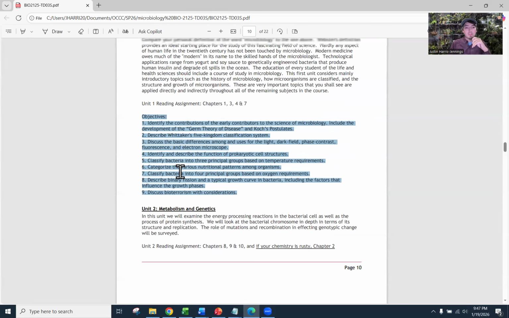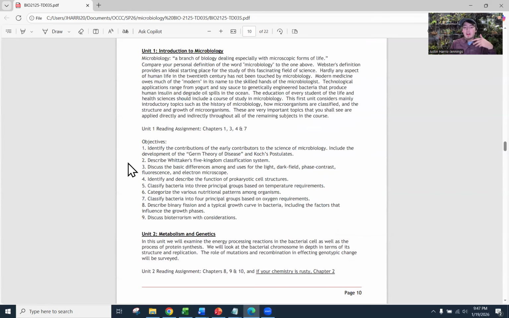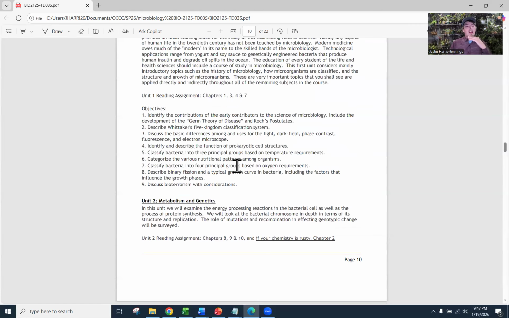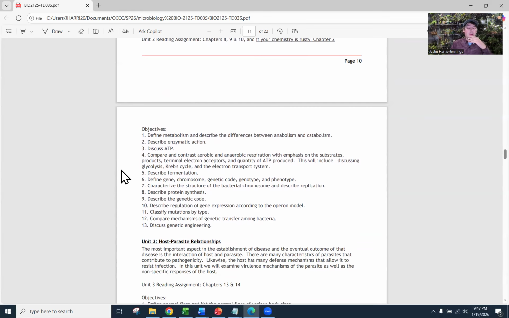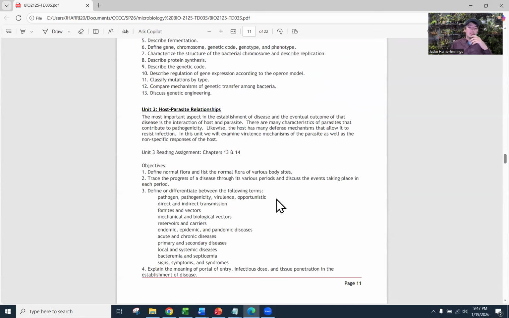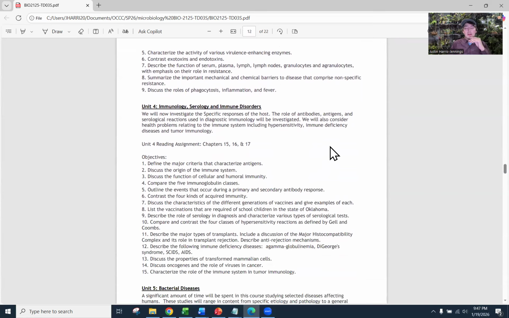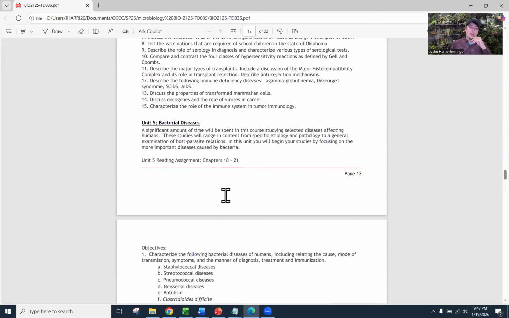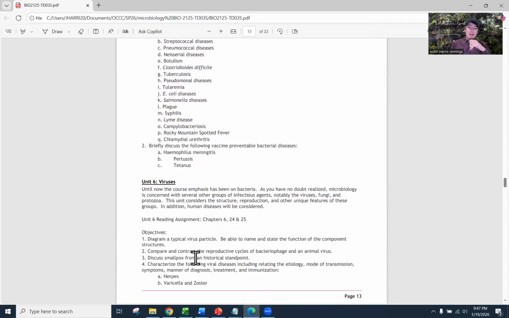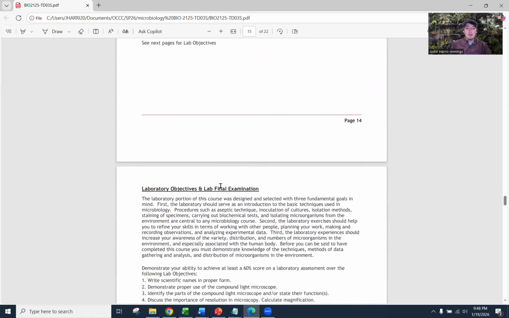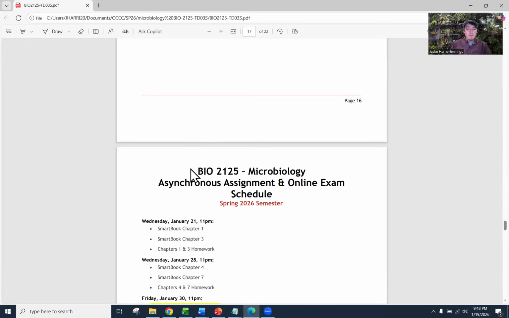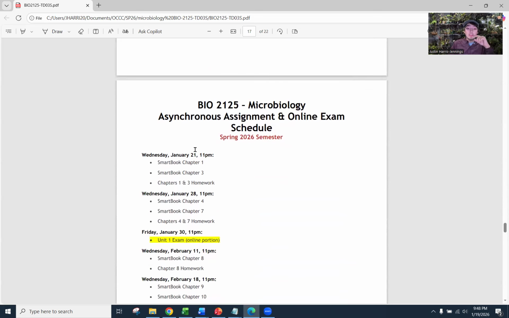The first unit is about how we introduce microbiology, how we learn about bacteria and their structures. Then we're going to talk about, in Unit 2, the biochemistry and metabolism, and then the molecular biology and genetics of bacteria. We're then going to talk about how bacteria can cause infection and disease in a host. Then we'll talk about the host response to that disease. And then we'll study specific bacterial diseases and then some viral diseases. And then in the lab section, we'll be talking about how to actually control these microorganisms.